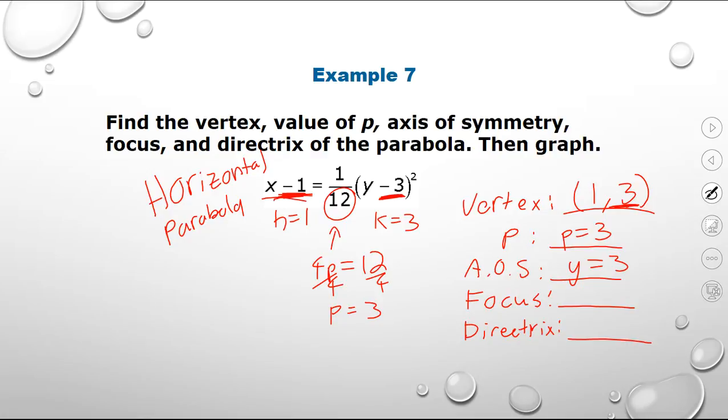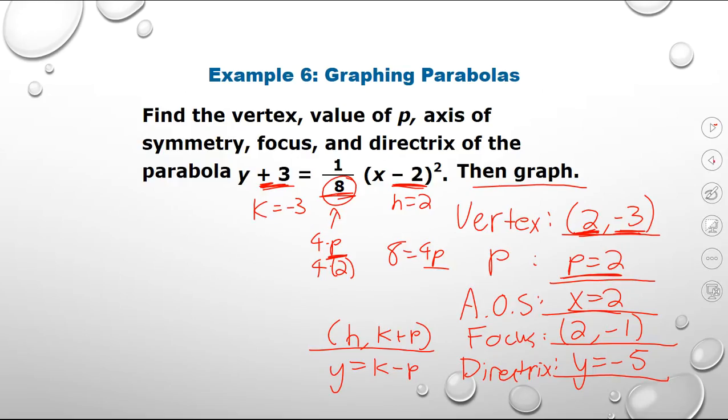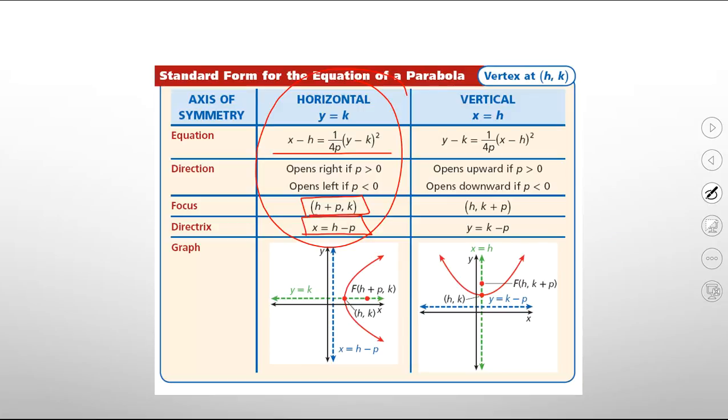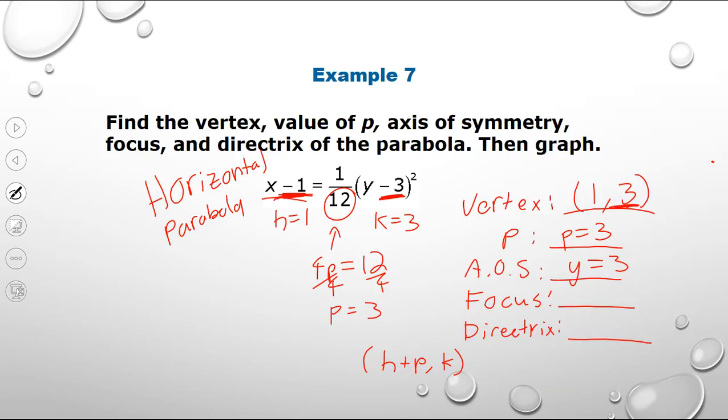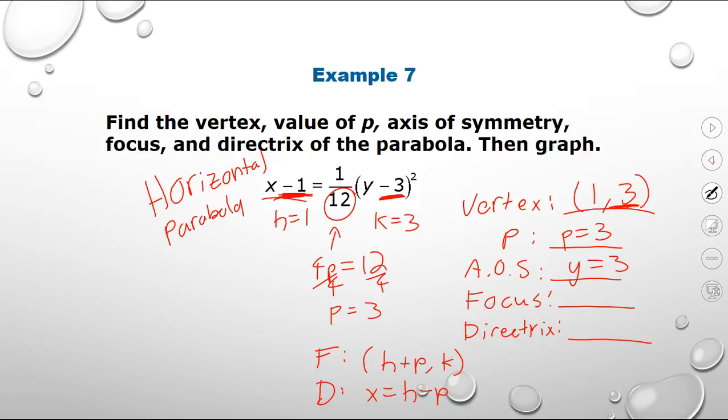The focus. So remember, what was the formula it gave us? It was something like (h plus p, k). If I remember correctly, let me go back a couple slides. Oops. H plus p and then k. So. This is for the focus, and then the directrix was x equals h minus p. But hopefully I remember that correctly. Yeah, I did.